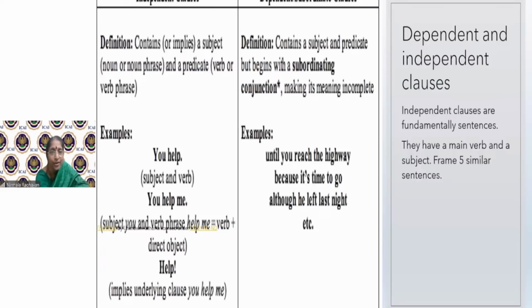For example, "you help" is an independent clause. You have the subject and the main verb. And then look at the subordinate: "Until you reach the highway, you have to keep quiet." "You have to keep quiet" is the main clause. "Until you reach the highway" is the subordinate clause. Now let me move on.